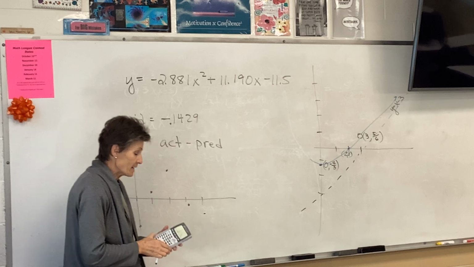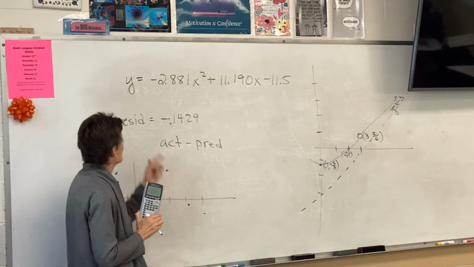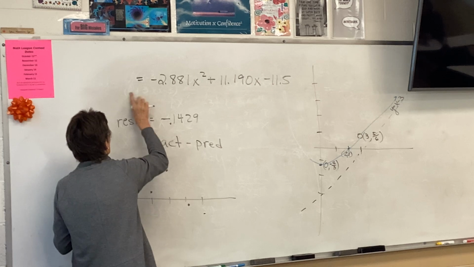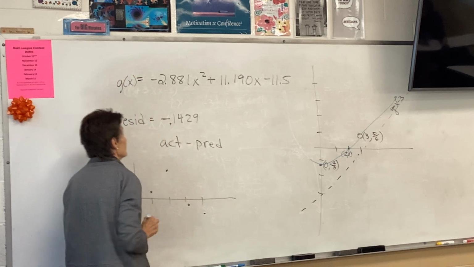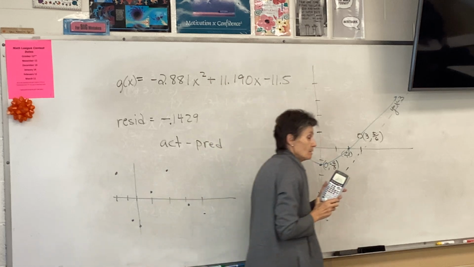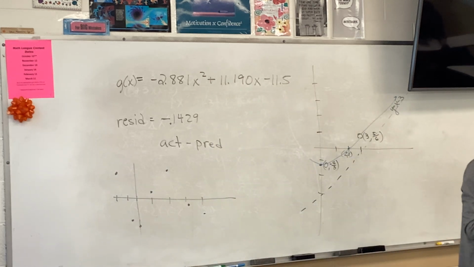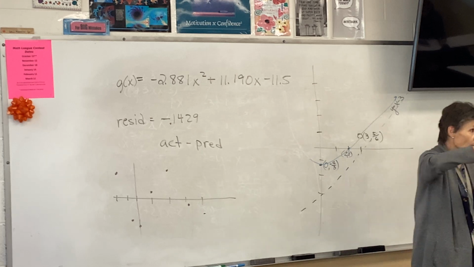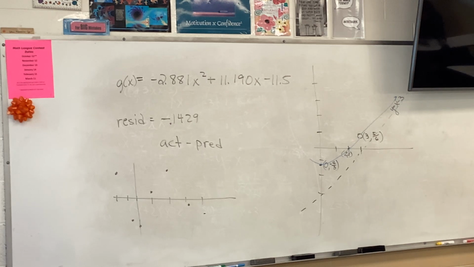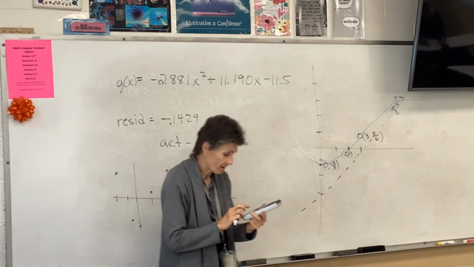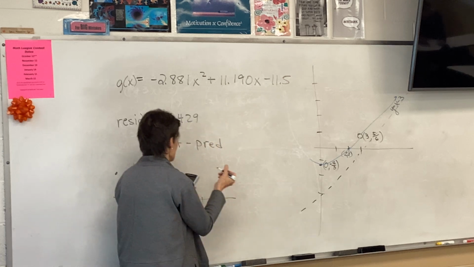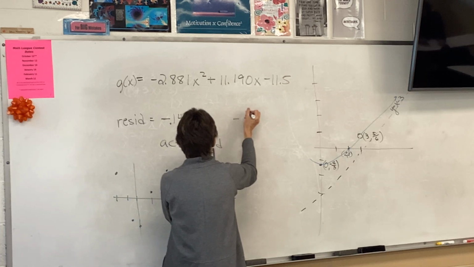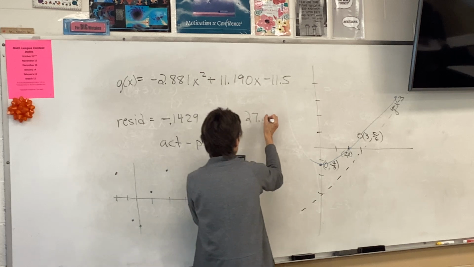All right, D. Find G of 5. So G is this equation right here that you got. Could you get the answer by plugging 5 into that right there? Yes, but you're risking round off, right? So what do we do instead? We go to vars, get our y, and then what number are we putting in? 5. Did you get negative 27.571?